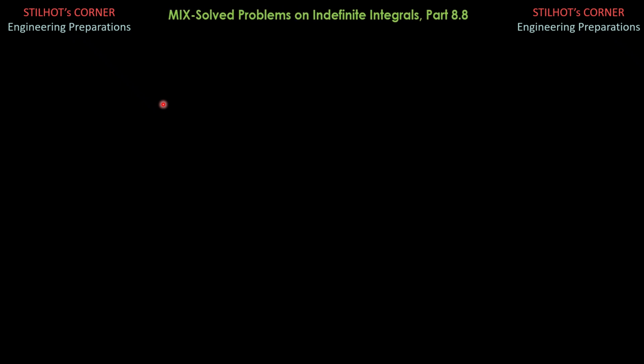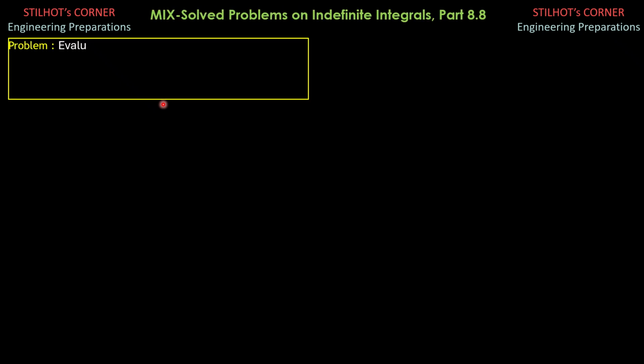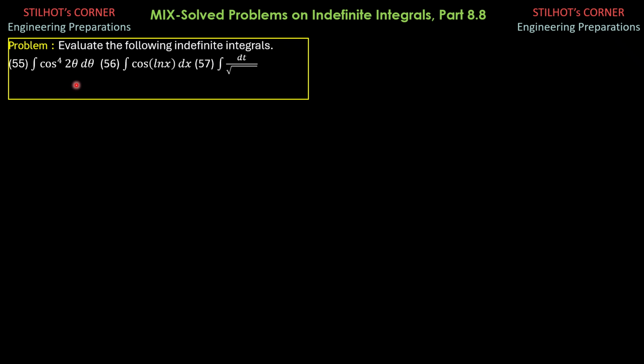So in this video, there are, I think, 5 exercises. Evaluate the following indefinite integrals: 55, integral of cosine to the fourth of 2 theta d theta; 56, integral of cosine ln x dx; 57, integral of dt over square root of 3 minus 4t squared; 58, integral of cosine squared x dx over sine to the fourth x; and 59, integral of dx over x squared plus 2x plus 10.